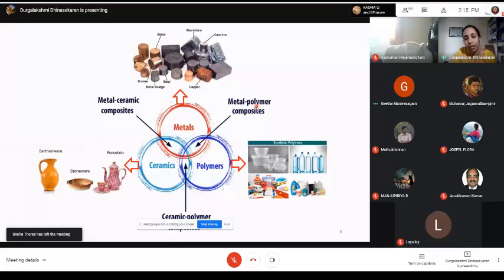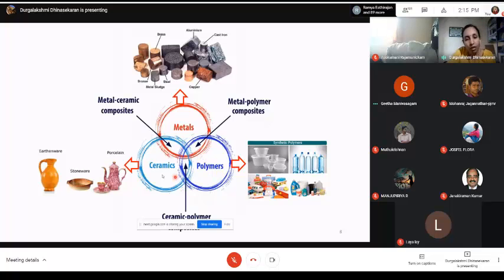polymer, where we can use metal-polymer composites, ceramic to polymer, which is a ceramic-polymer composite, and metal to ceramic, which is a metal-ceramic composite. Not only pure metals, we can also use composite materials to improve the properties of a single material and for better end product applications.